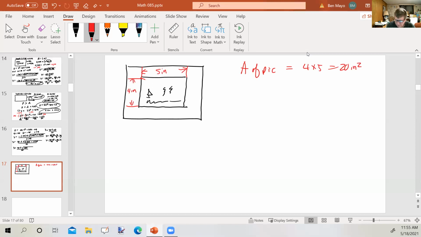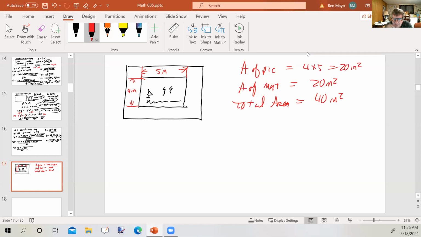Okay. Now, let me read it again. It says the matting around the picture has a uniform width. How wide is the matting if its area is equal to the area of the picture? So the area of the matting also equals 20 square inches. So the total area equals 40 square inches. So the matting plus the picture is 40 square inches.